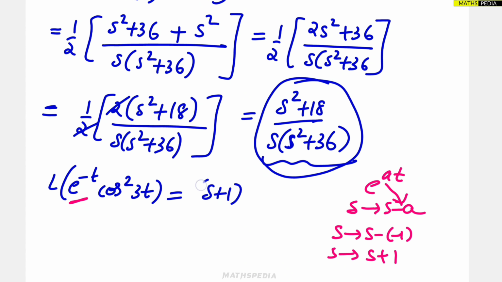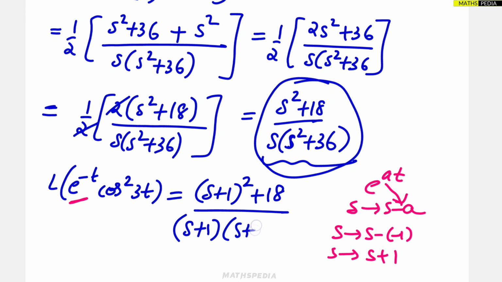So s has to be converted into s plus 1: (s plus 1) square plus 18, divided by (s plus 1) into (s plus 1) square plus 36. Put one bracket there, it is very important. So this is the answer we are getting.